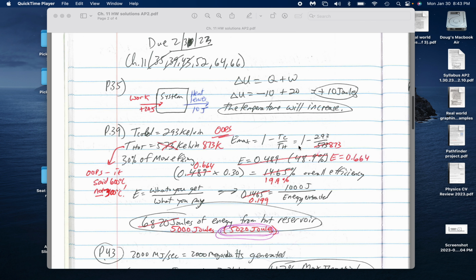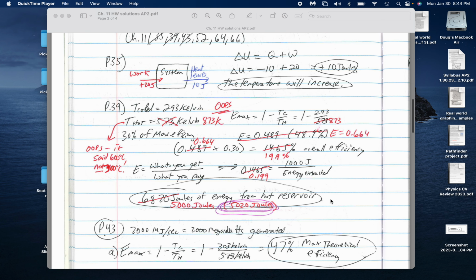Okay, for problem 35, it's asking if 10 joules of heat are removed from a gas sample while it's being compressed by a piston that does 20 joules of work. What's the change in thermal energy of the gas? Well, you have 20 joules of work being done, but 10 joules of heat being removed. So Q is negative 10, W is plus 20. So plus 10 joules is the change of thermal energy, and therefore, since the change in thermal energy is positive, the temperature will increase.